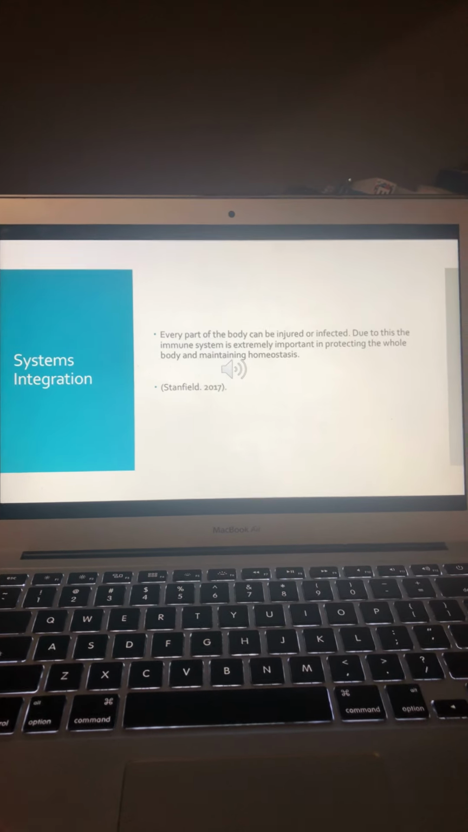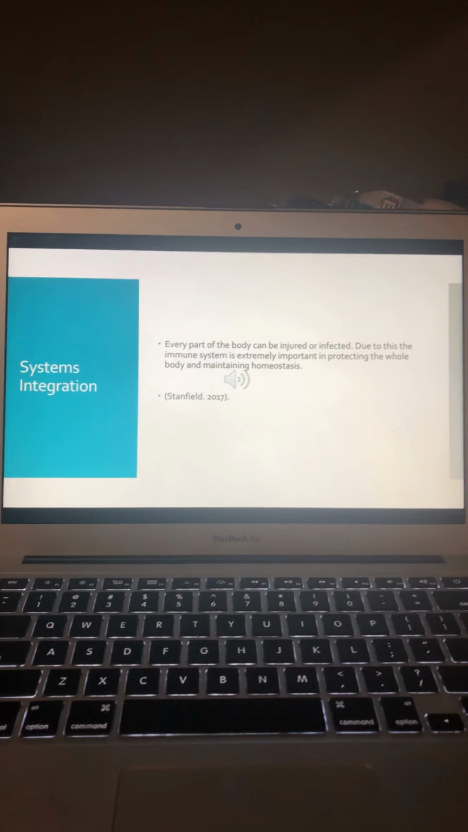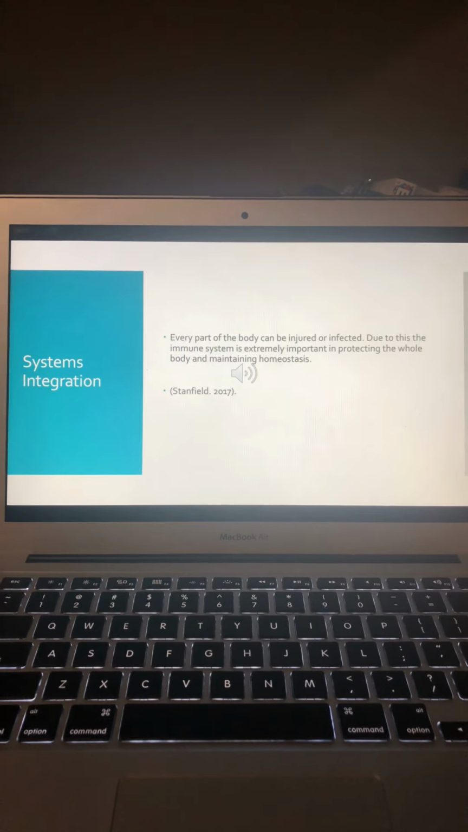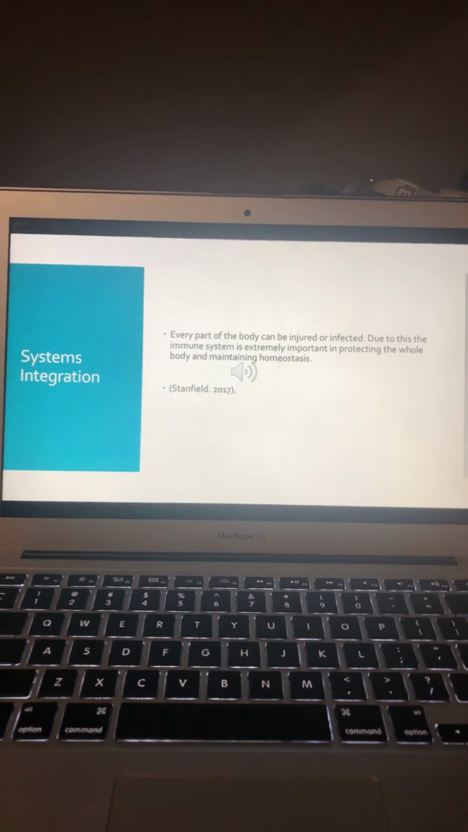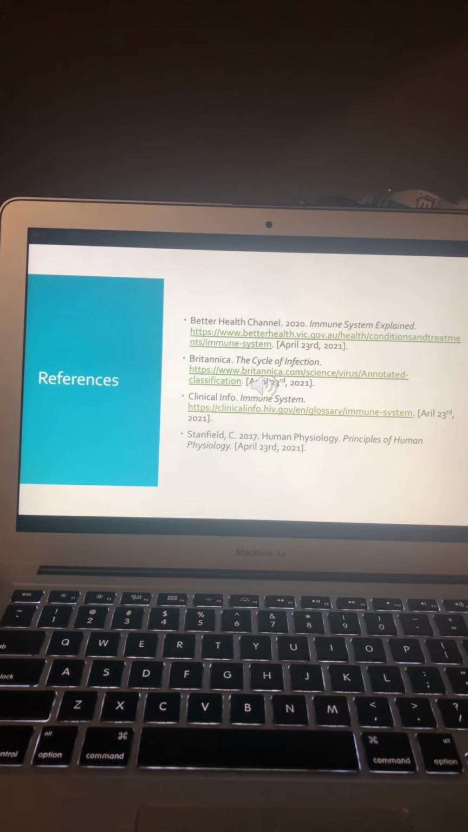Systems integration. Every part of the body can be injured or infected. Due to this, the immune system is extremely important in protecting the whole body and maintaining homeostasis.